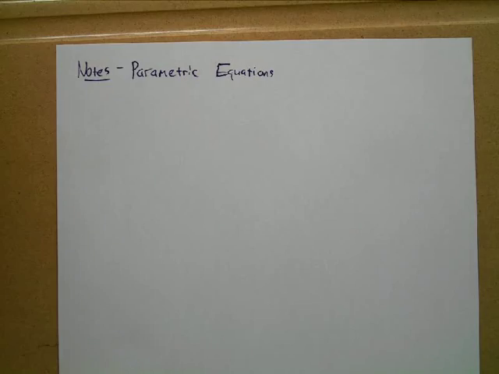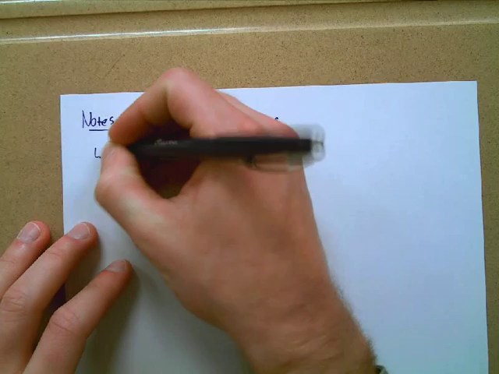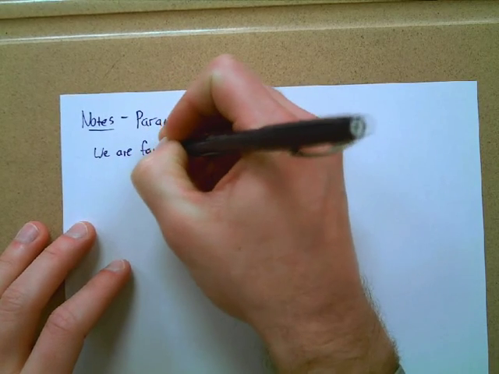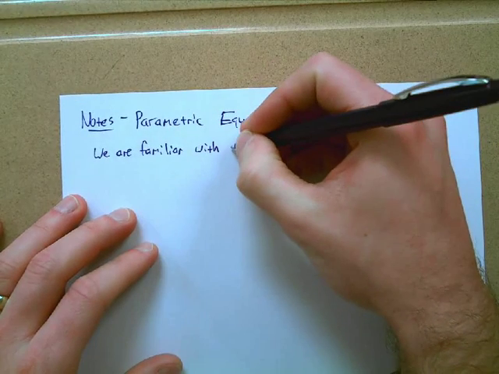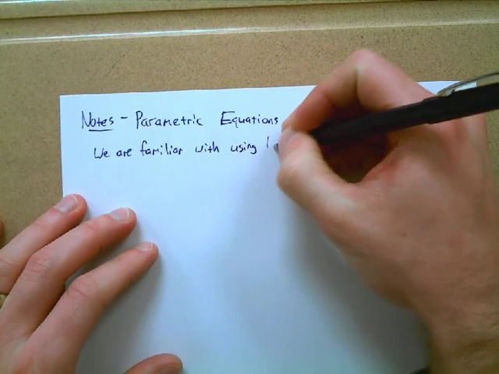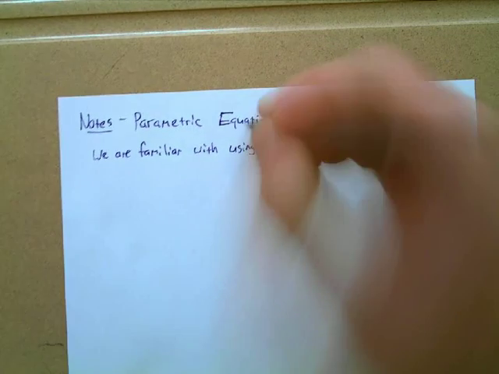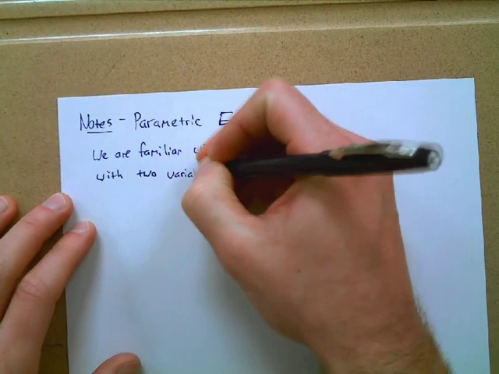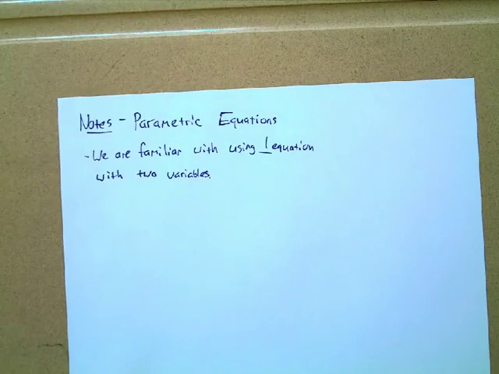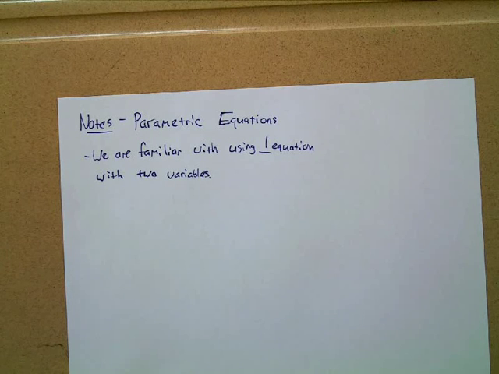Alright, so. Parametric equations, alright? The origin of this is that we are familiar with using one equation with two variables. So for example, a typical equation like that.